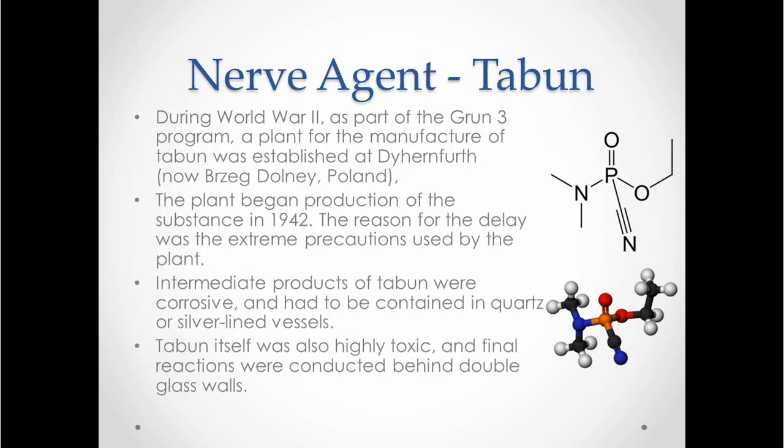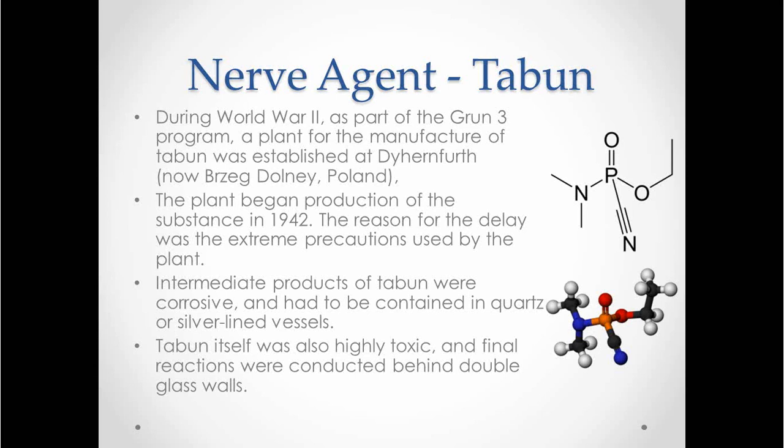During World War II, as part of the Grün 3 program, a plant for the manufacture of Tabun was established at Dyhernfurth, now Brzeg Dolny, Poland. The plant began production of the substance in 1942.